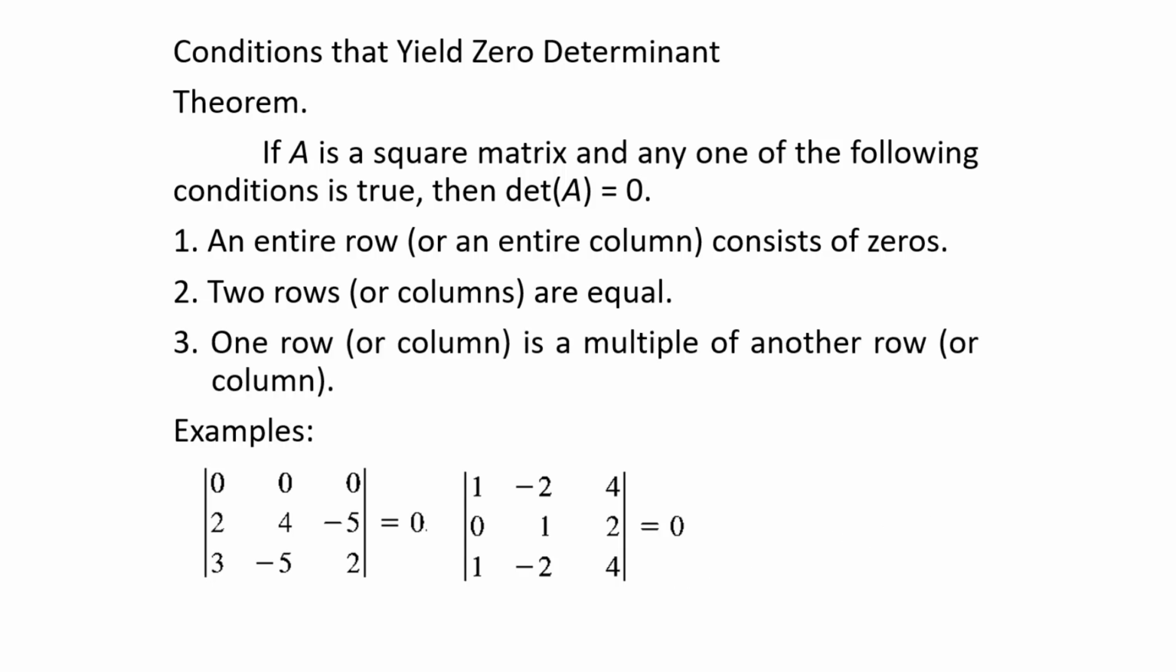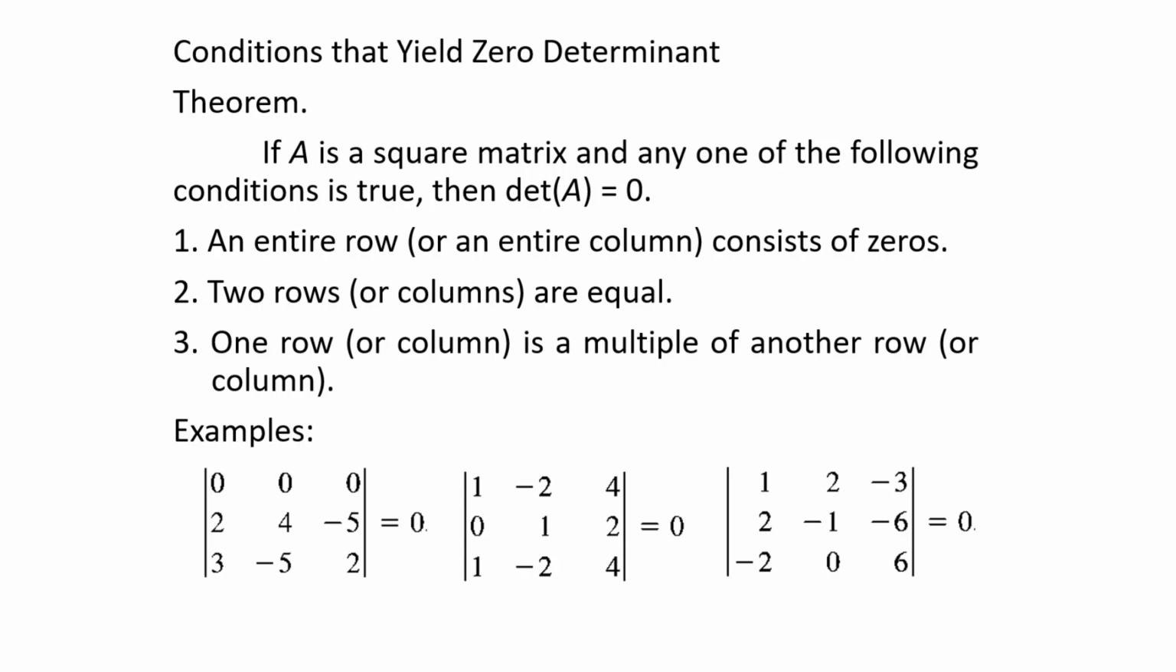And for the third condition, we have the determinant is 0 if one row or column is a multiple of another row or column. For example, we have that. So here, observe that column 3 can be obtained by multiplying column 1 by negative 3. So that's negative 3 times negative 3, we have negative 6 times negative 3, we have positive 6.